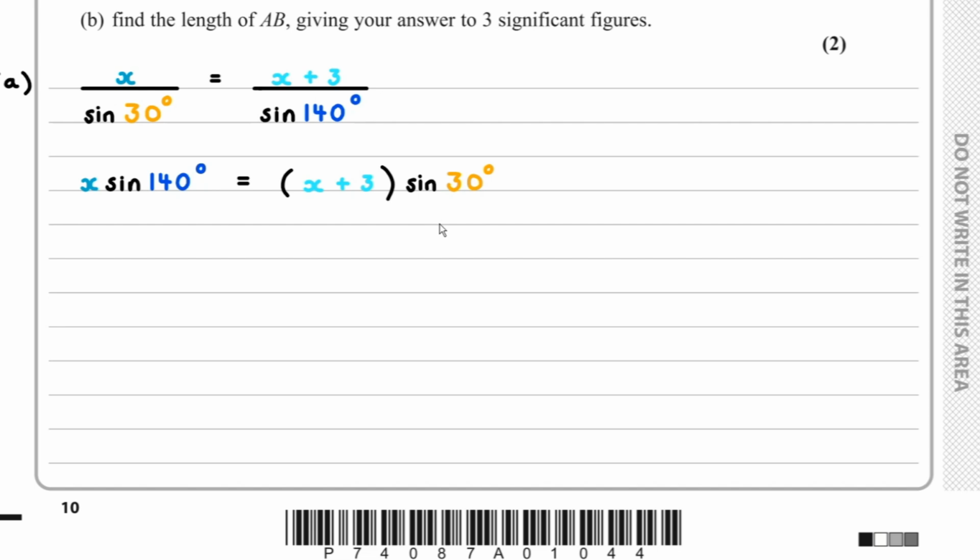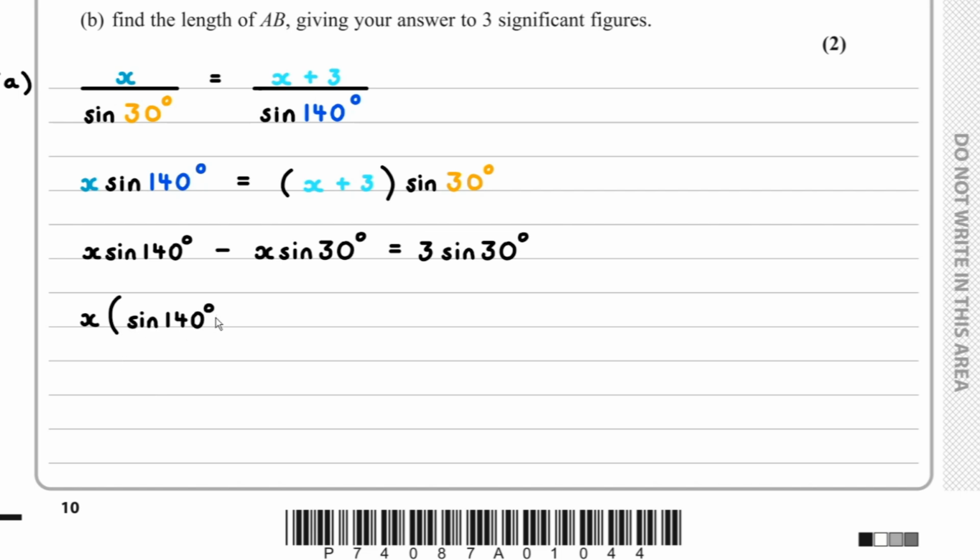And if we expand and then gather everything that contains an x on one side and anything that doesn't contain an x on the other side, we have x multiplied by the sine of 140 degrees, subtract x multiplied by the sine of 30 degrees, and this is equal to 3 multiplied by the sine of 30 degrees. On the left hand side, if I factorise out an x, we have x multiplied by the sine of 140 degrees, subtract the sine of 30 degrees. This is equal to 3 multiplied by the sine of 30 degrees.